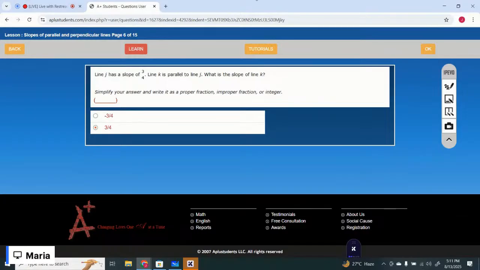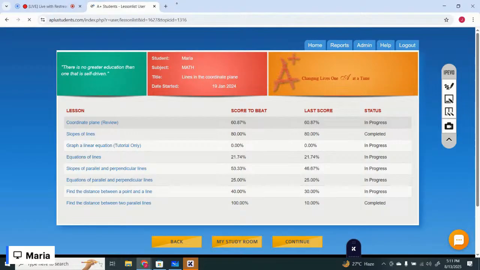Okay, you can complete the lesson by yourself. Let me just move on to the next lesson. The next lesson is equations of parallel and perpendicular lines.